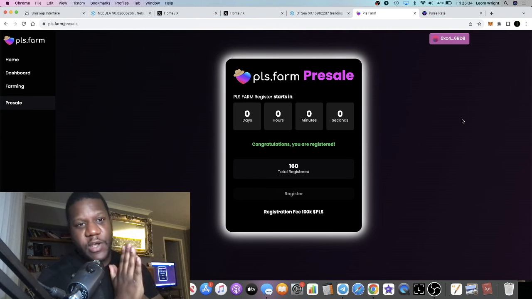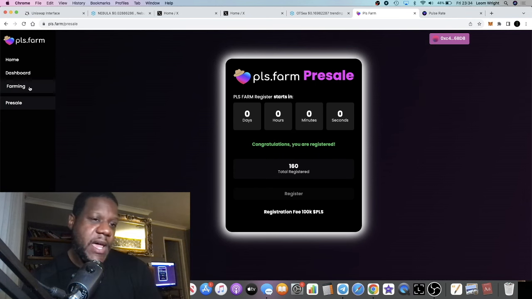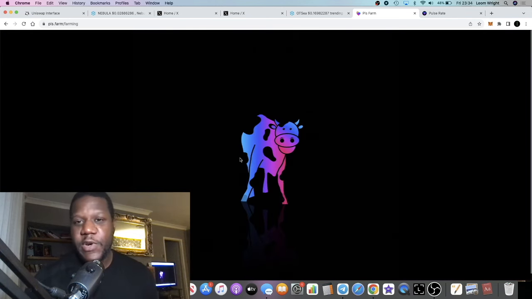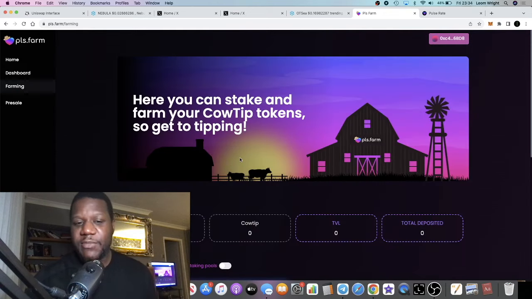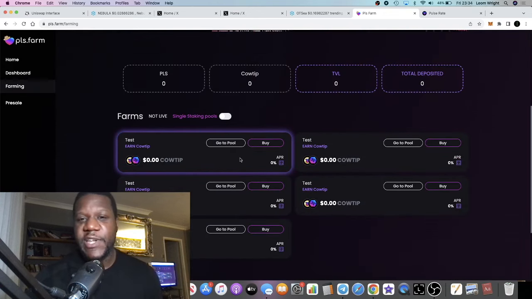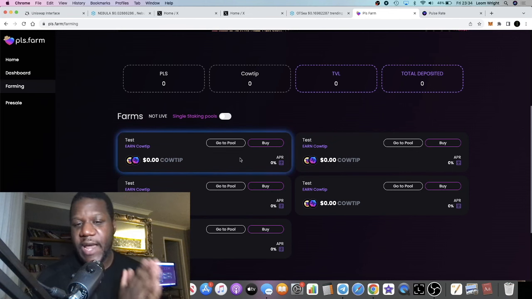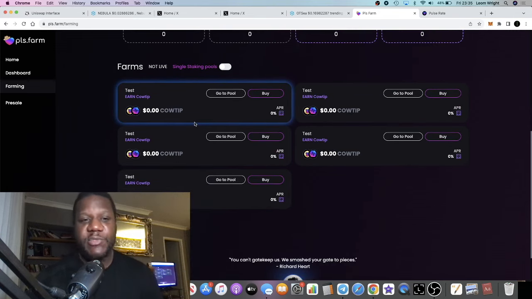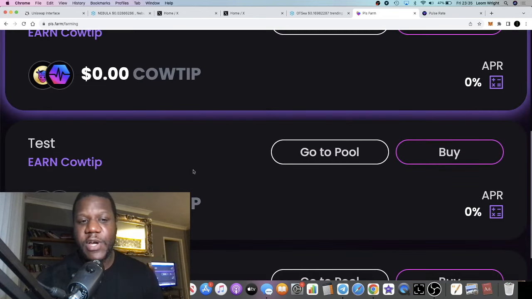But you will be able to participate obviously when the token launches. The token is going to be called Cowtip, okay? So you're going to be able to farm your Cowtip, farm your PLS, okay, guys? Pair those up and earn your Cowtip tokens in this protocol. You can see what it's going to look like over here.